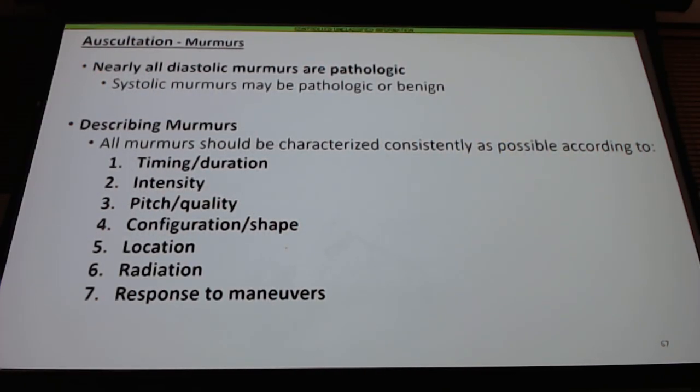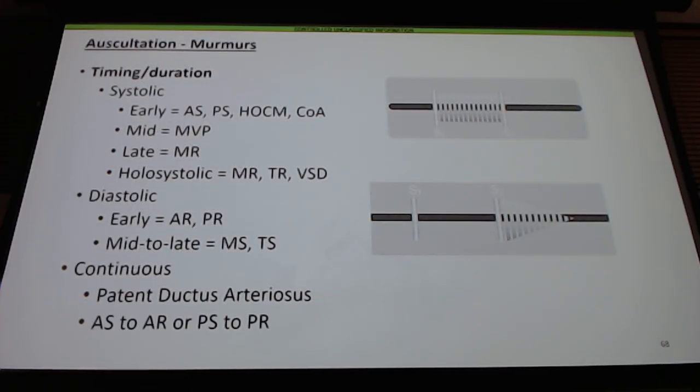And then there are some other descriptors that we can use to describe murmurs. So we talked about how you can describe the timing of it, and it involves when is it happening. Systole, diastole, is it happening for the full duration of systole, so holosystolic, or is it a continuous thing where it's happening in both diastole and systole?